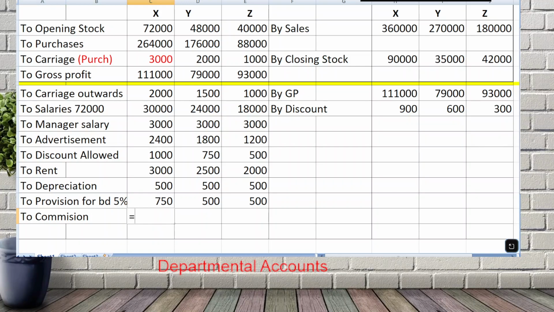Simple, add up the credits, minus the debits. The whole multiplied with 10%. Here, total of credits minus total of debits so far into 10%. Like that you work out for others. Then final net profit will come, net profit after commission.